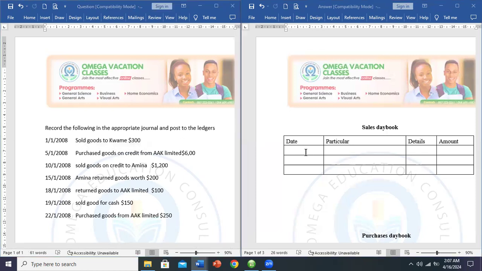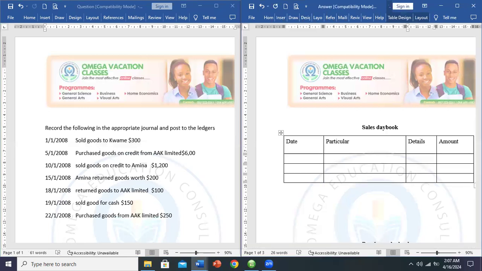So as we have on our right hand side here, our sales day book, we put in the date 1st January 2008. The currency is dollars. So let me put the currencies there. Kwame will be the particulars. We don't have to do any calculation, so we'll skip the detail column and put the amount there, as simple as that. And I think all of you had this correct.